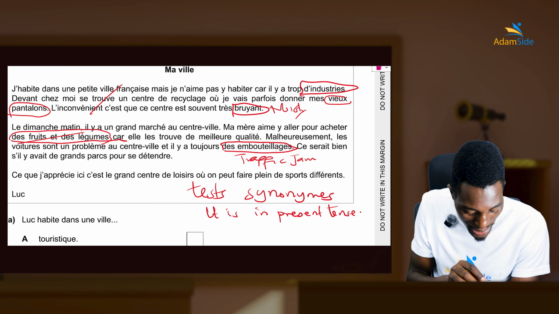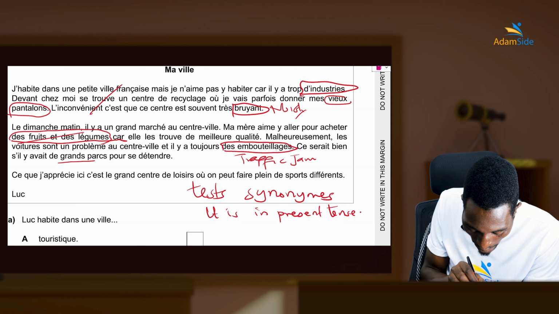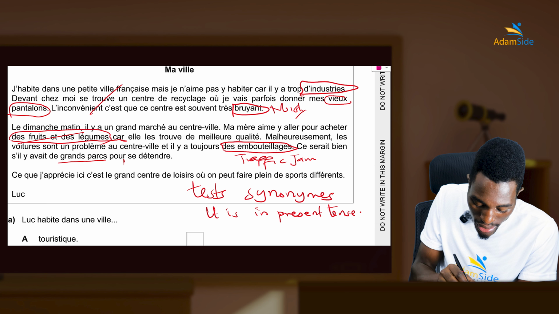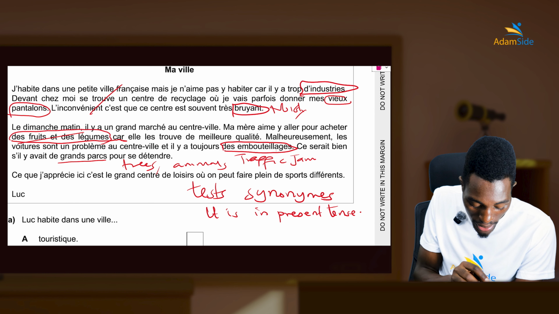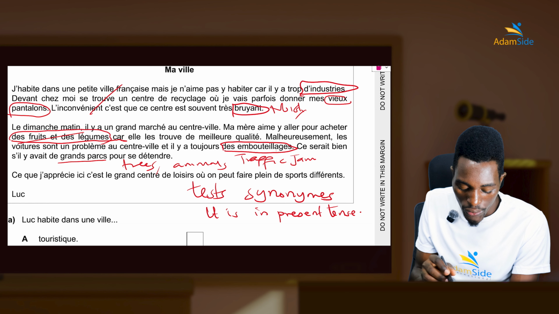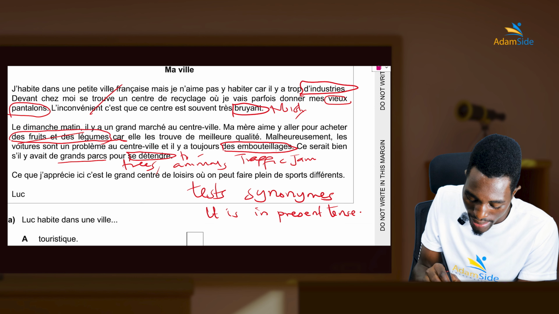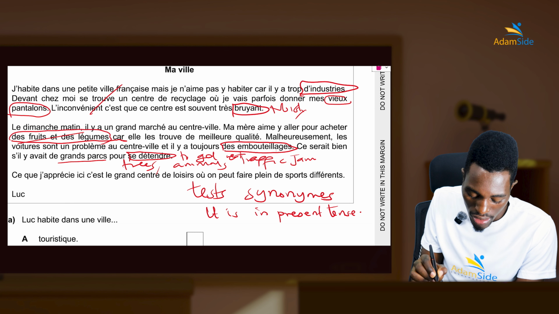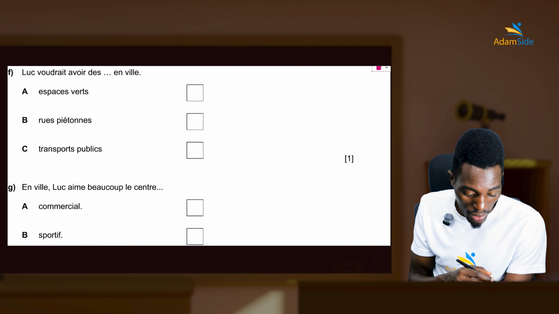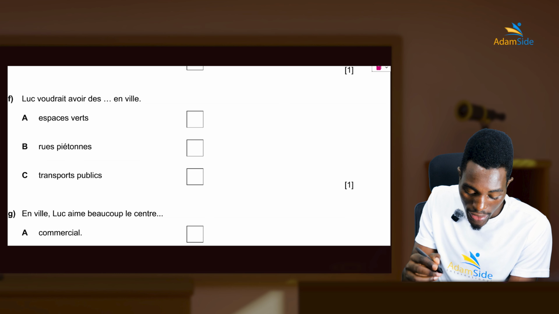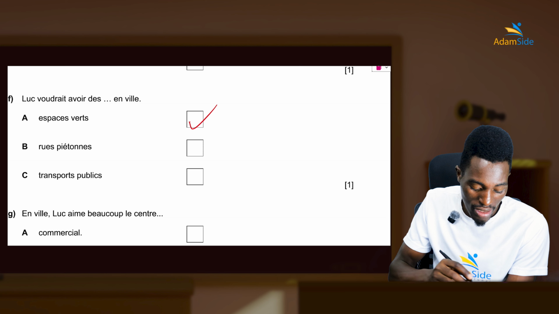Ce serait bien s'il y avait des grands parcs pour se détendre. Grand parc. Le parc has trees, has animals. It would be good if there were big parks to relax. Se détendre, c'est-à-dire se reposer, to rest. So the answer is le grand parc. So the answer will be espace vert, because vert is green. So it's about trees.